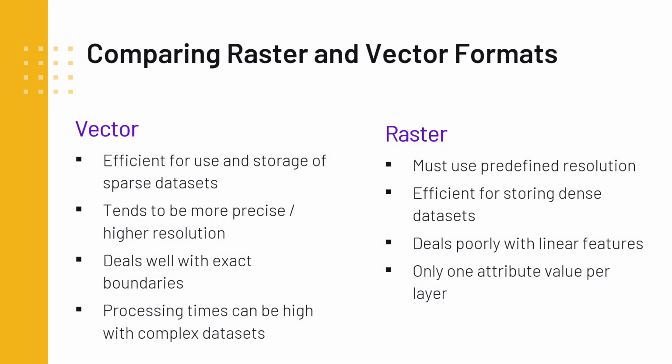Some examples of raster data model would be things like air photos, satellite imagery, or digital elevation. So how do raster and vector formats compare? We'll start with the vector. Vector is really efficient for very sparse data sets. So if you only have a couple of features in a large area, vector is likely the more efficient way to store that. It tends to be more precise or appear to have a higher resolution than raster data. It tends to deal really well with exact boundaries, but the processing times can be high with complex data sets.